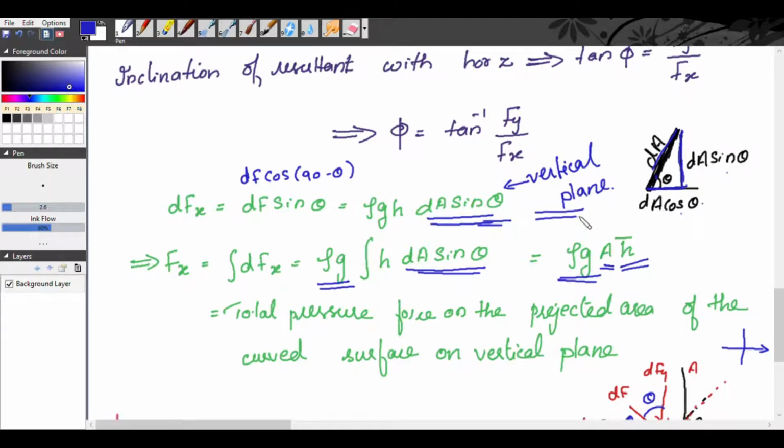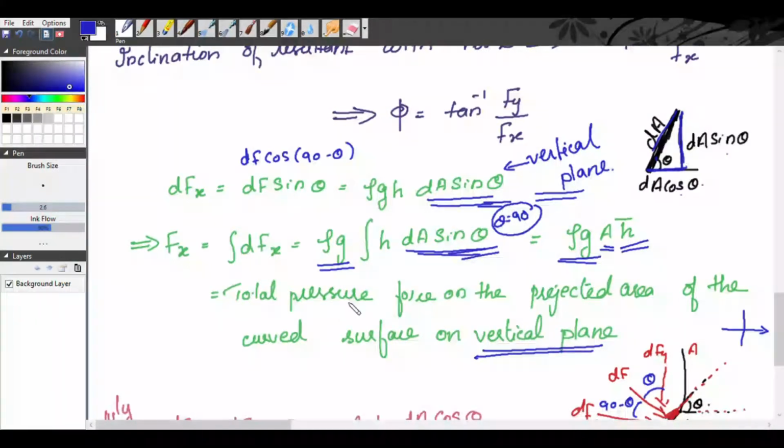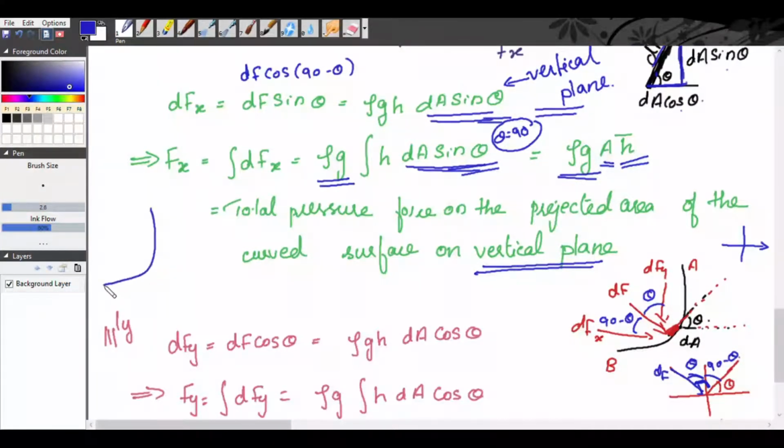When it is a vertical plane, theta will be equal to 90 degrees. If theta is equal to 90 degrees, sin theta will be equal to 1. Our dA becomes the area. So this is the total pressure force on the projected area of the curved surface on the vertical plane. That means our Fx is the total pressure force on the projected area of the curved surface on the vertical plane. So when you have a curved surface on the vertical plane, the force acting is Fx, and this Fx will be equal to rho g A h bar.